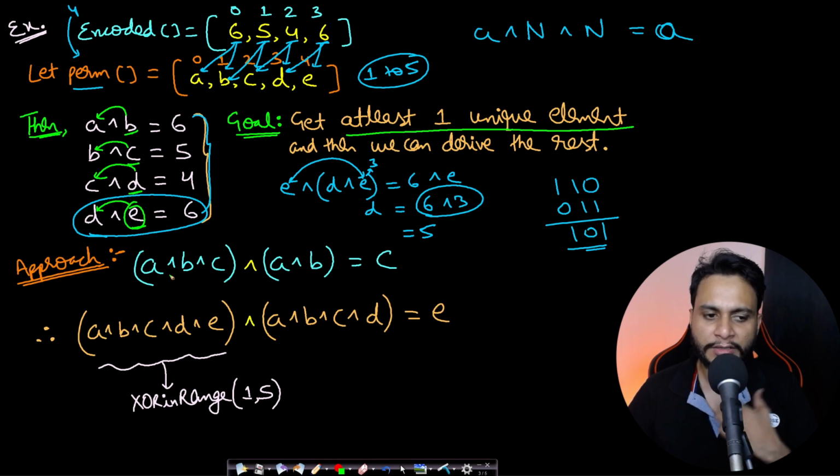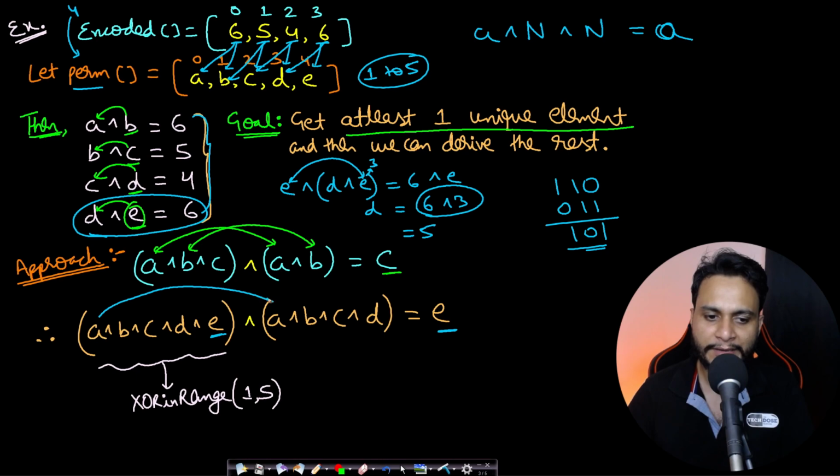Let's take an example. If you have two sets of values, like let's say you know A XOR B XOR C, and if you know A XOR B, then we can XOR them both, and these same pairs will get cancelled out and you will be left with the value of C. In a similar way, in our given problem statement, if I know A XOR B XOR C XOR D XOR E, and if I know A XOR B XOR C XOR D, if I XOR them together, then I'll get the value of E, right? Because all of the others are occurring in pairs.